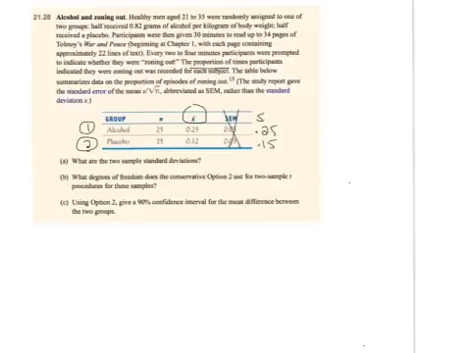Okay? So part A was finding the sample standard deviation, which I already gave you. Part B was to come up with the degrees of freedom using the conservative option 2. So if you remember, it's going to be 25 minus 1 or 25 minus 1 in this case. So we're going to get degrees of freedom equaling 24.